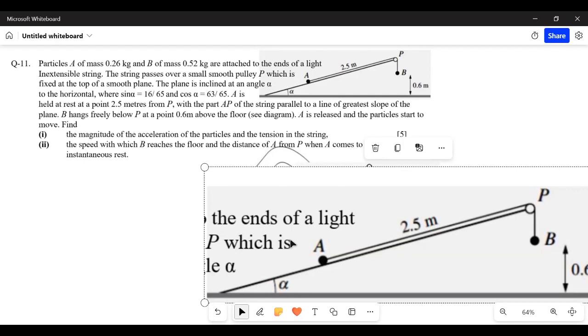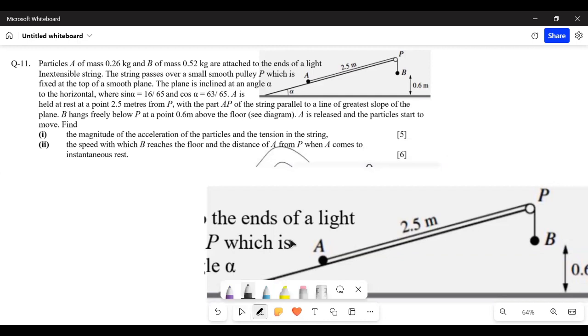The plane is inclined at an angle A to the horizontal, where sine A is this, cos A is this. A is held at rest at a point 2.5 meters from P with the part AP of the string parallel to the line of the greatest slope of the plane. B hangs freely below P at a point 0.6 meters above the floor. A is released and the particles start to move. Find the magnitude of the acceleration.